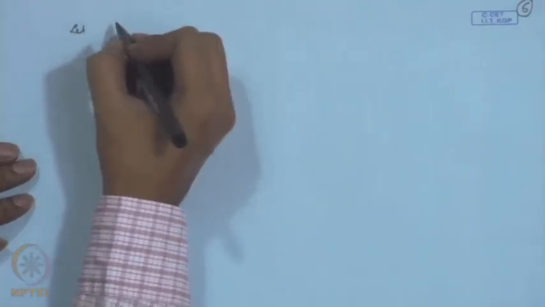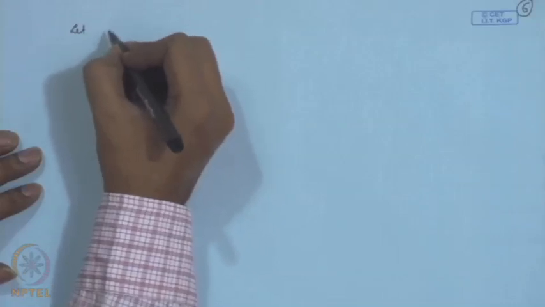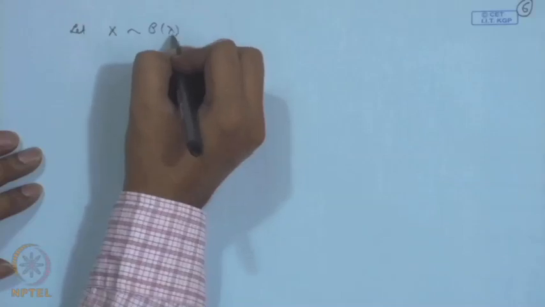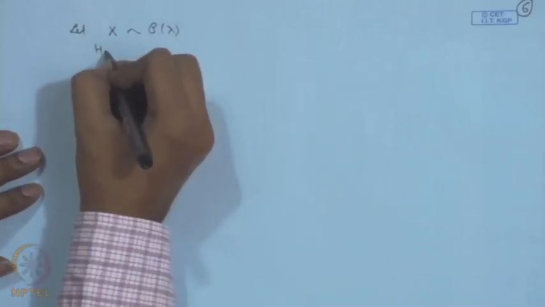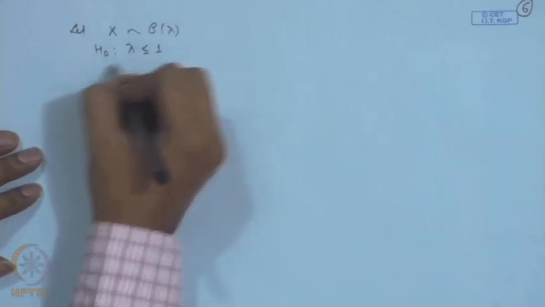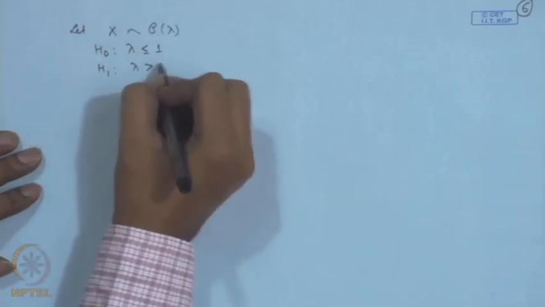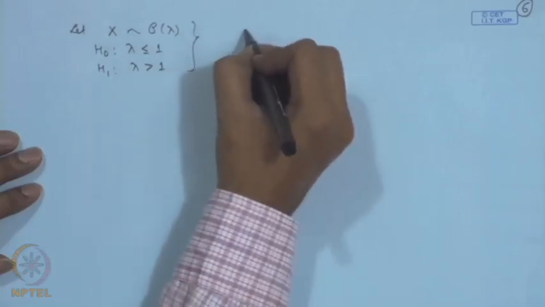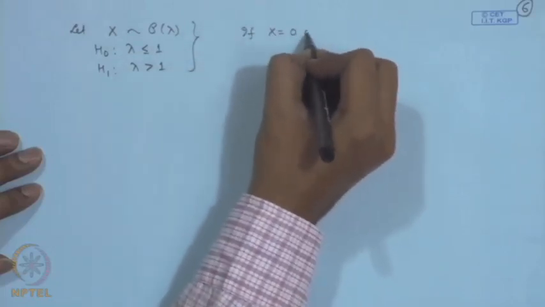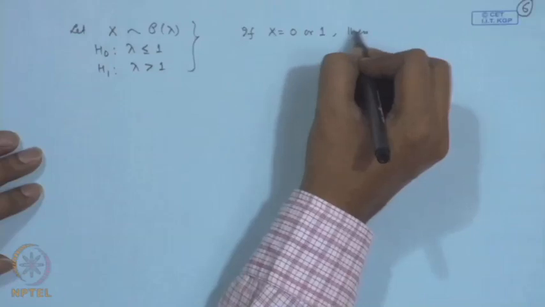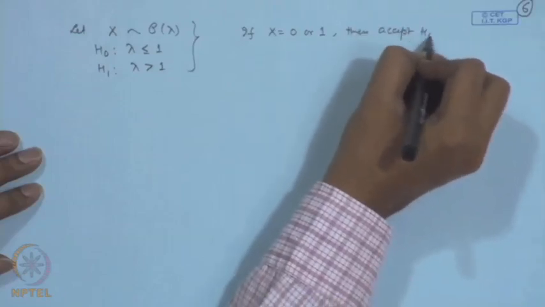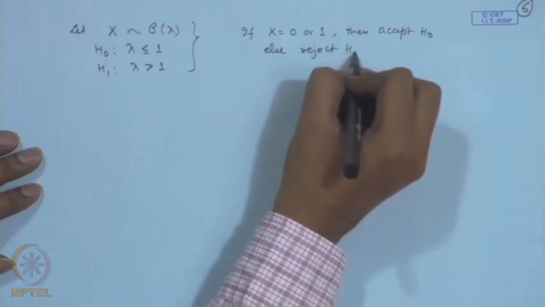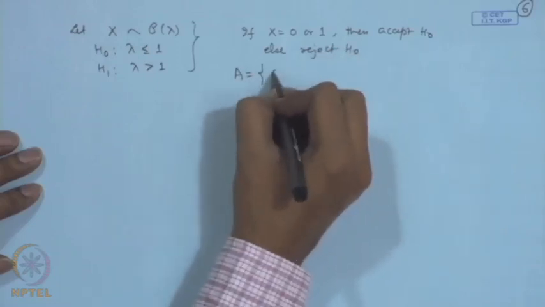Let us consider, say, x following a Poisson lambda distribution. Our null hypothesis is, say, lambda less than or equal to 1 and H 1 is, say, lambda greater than 1. Now, based on the observations, if x belongs to 0 or 1, then accept h naught, else reject h naught. So, here our acceptance and critical regions are defined accordingly.